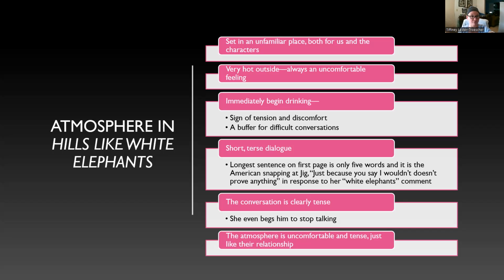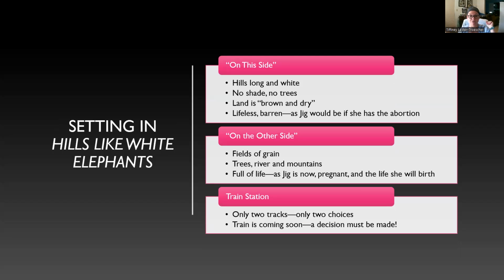So it's worth noting how tense the atmosphere is. What about the setting? Well, we'll just say, Hemingway, early 1900s was when he wrote, right? Okay, that's worth noting.